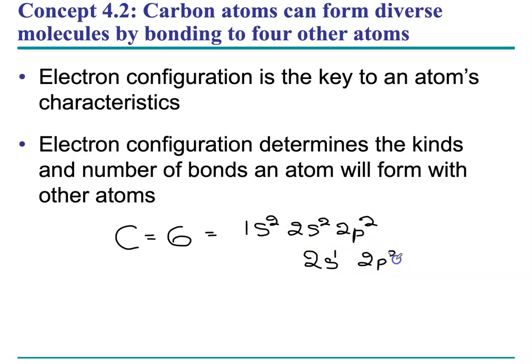So what does that mean? What does it allow it to do? I'm just representing each orbital as a box.